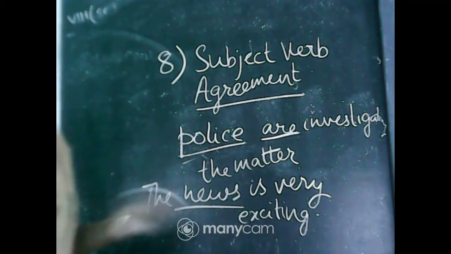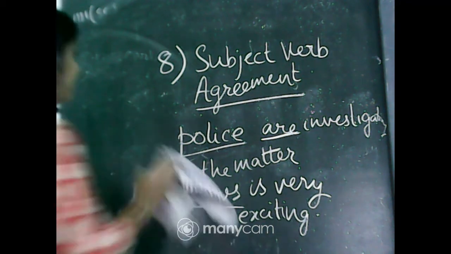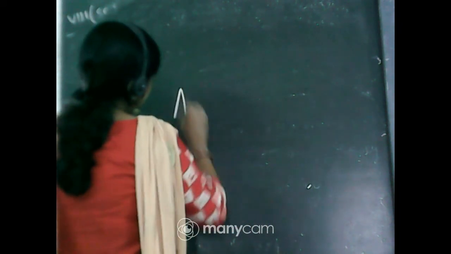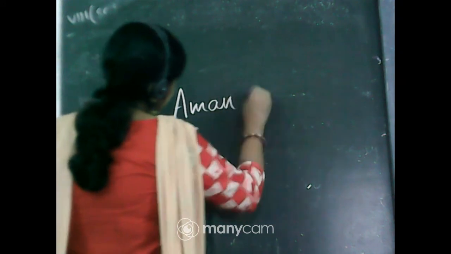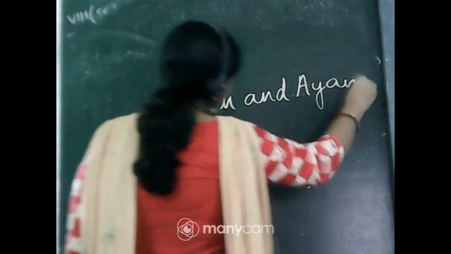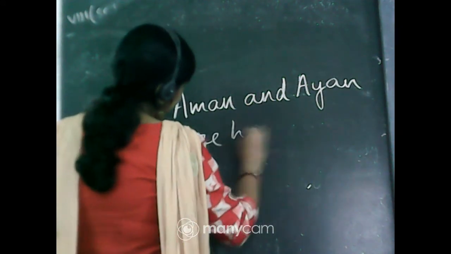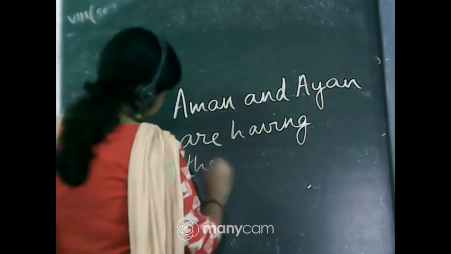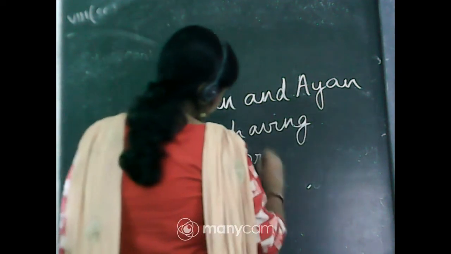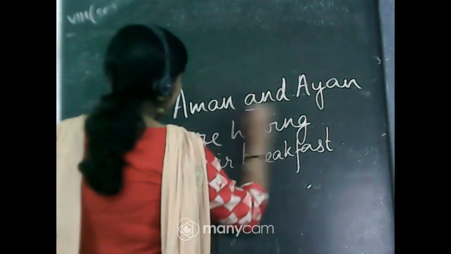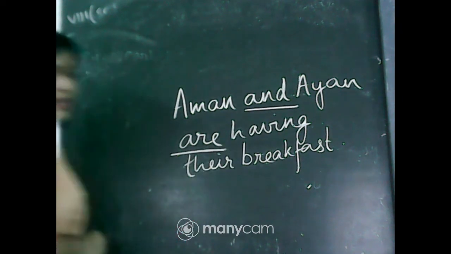Obviously, when there are two subjects joined with and, they will become plural. Aman and Ayan are having their breakfast. Two subjects are there joined with and, then the verb becomes plural.